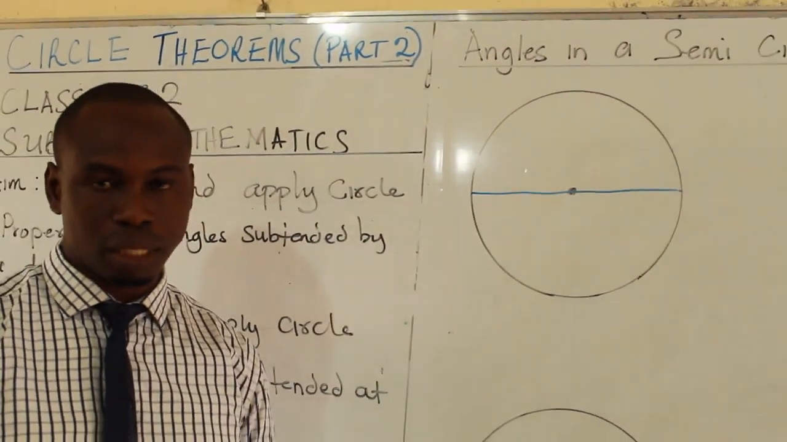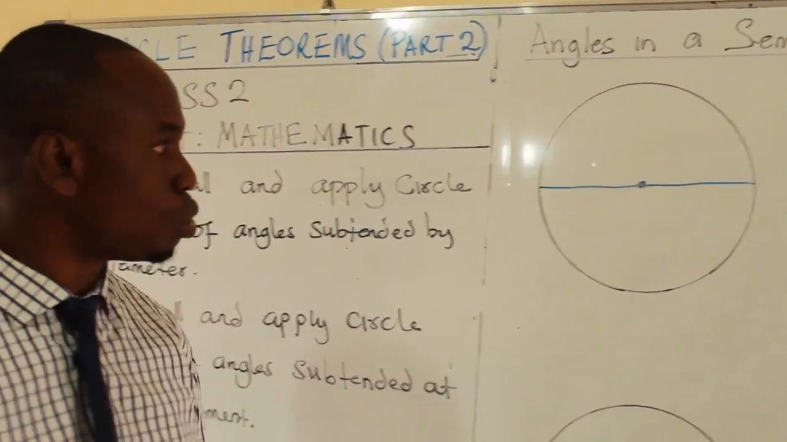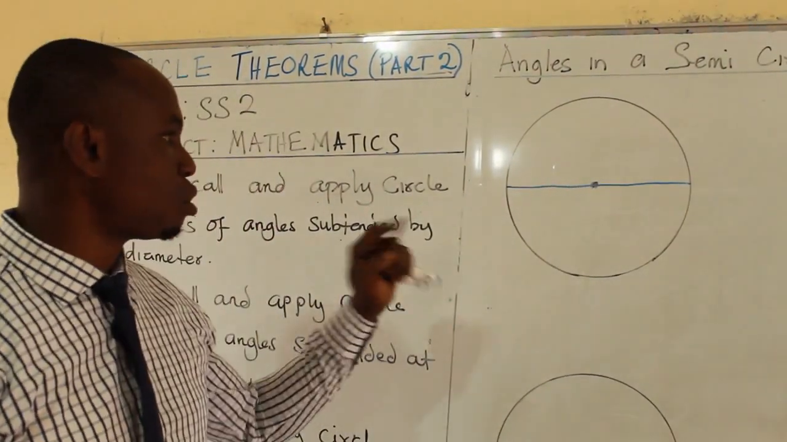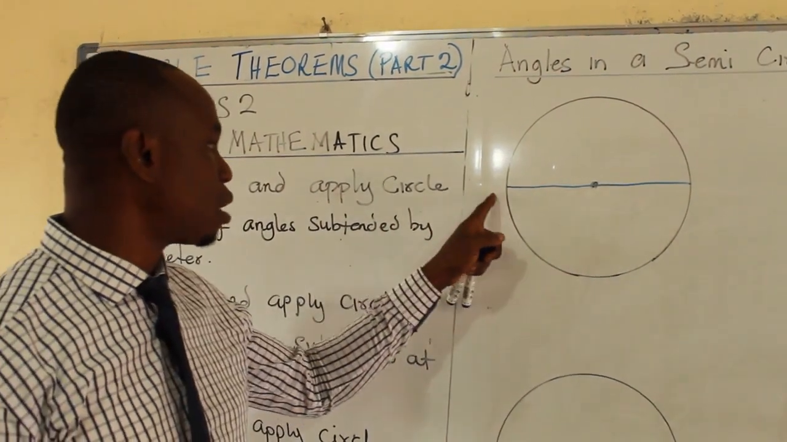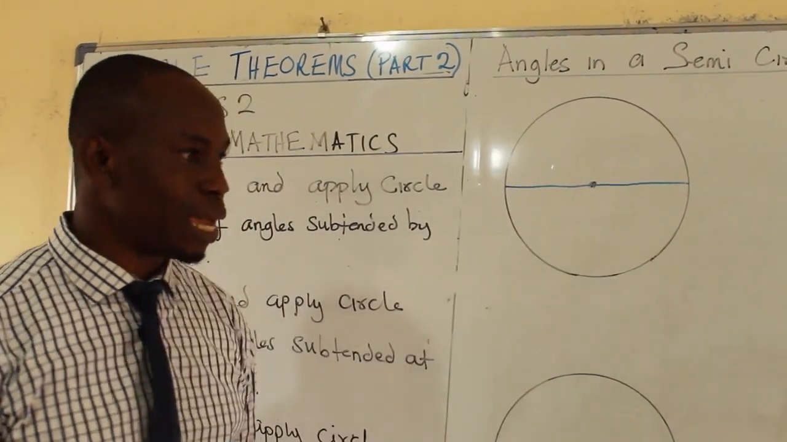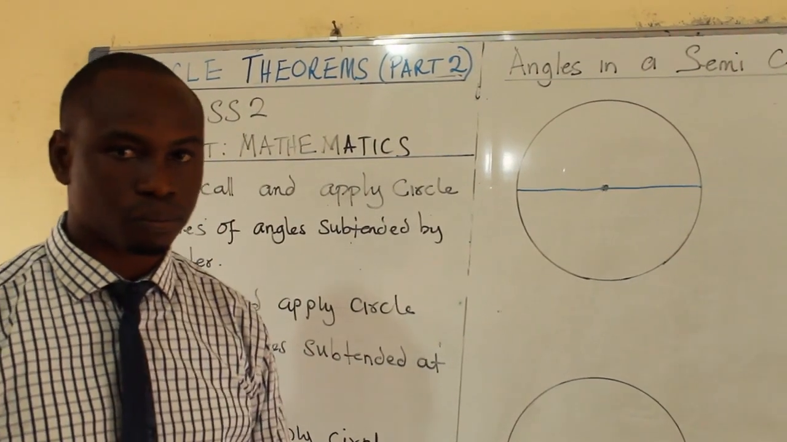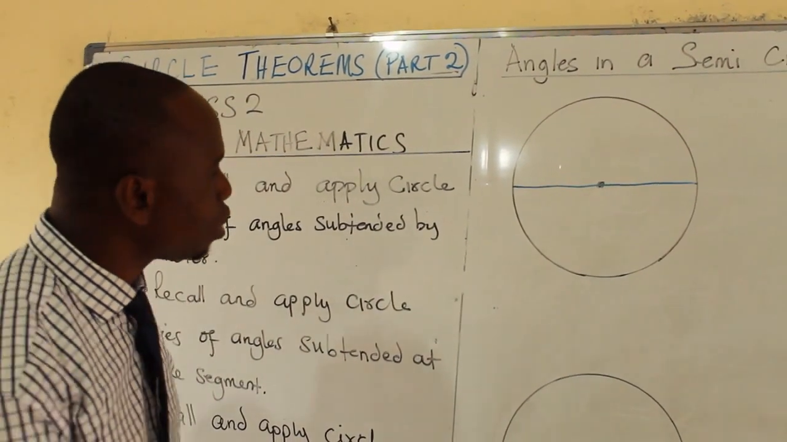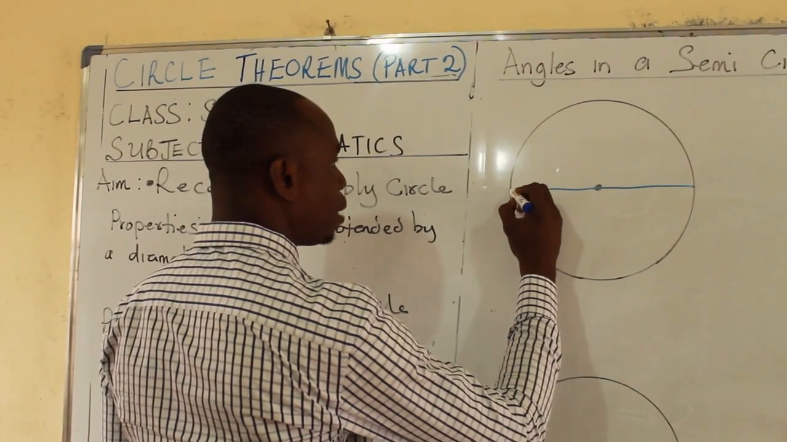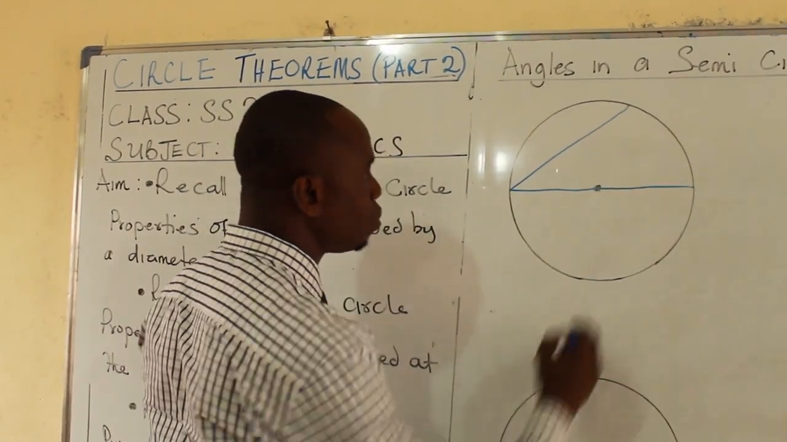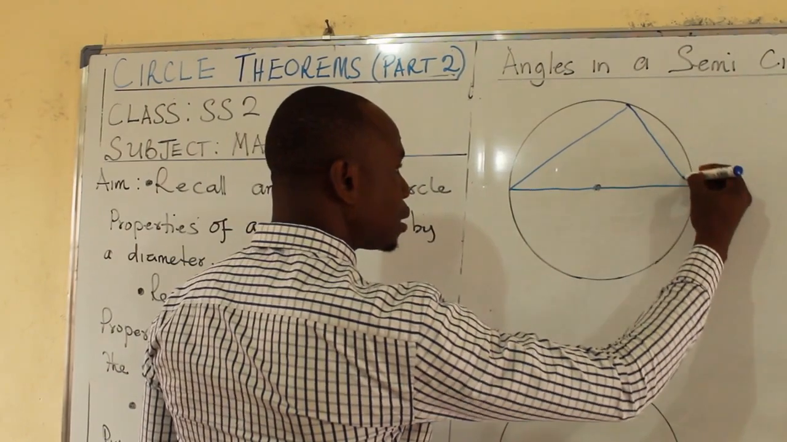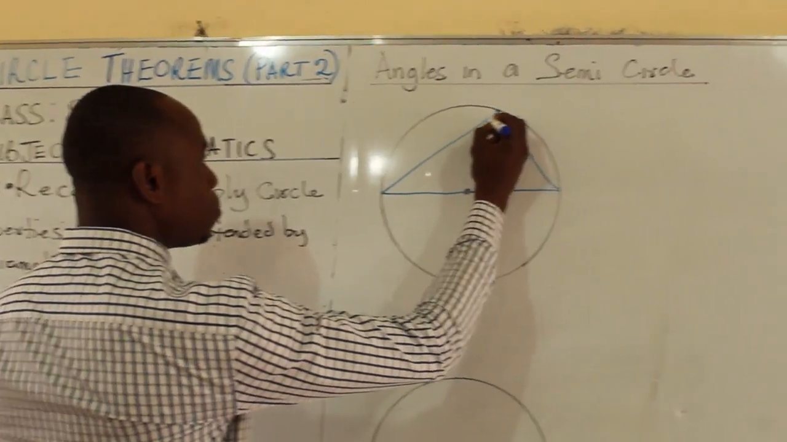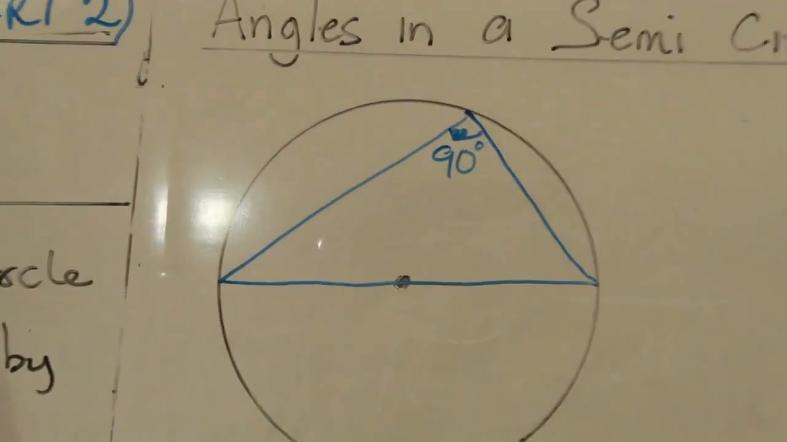I urge those that haven't watched that video to do so as to be able to understand this section of the class. I have just drawn a line from one end of this circle to another, and that line crossed the center of the circle. That line is called a diameter. If I draw another line from one end of the diameter to touch the circumference of this circle, and then I join from this part down to this part, the angle formed here must be 90 degrees.